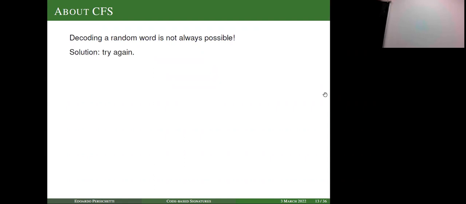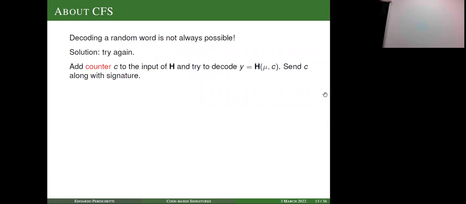So what can we do is just try again. And maybe you can do this in a structured way. So for example, you can add a counter, right? Try hash the message 0. It doesn't work, try hash the message 1. And you keep increasing this counter until you hit the decodable syndrome. Okay, so this is still naive, a bit more structured rather than trying entirely random, but still kind of naive.